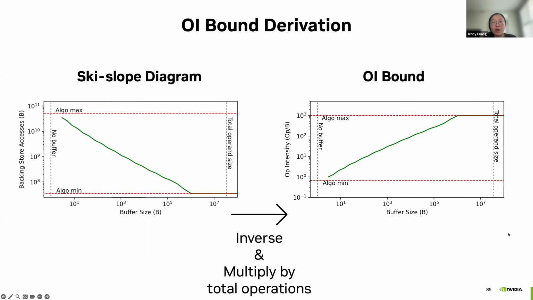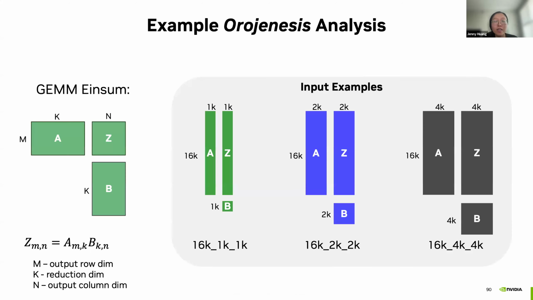And once we derive the data movement bounds showing the ski slope diagram, we can simply take its inverse and multiply it by the total compute of the algorithm to obtain the operational intensity, which is the number that the architect always uses to understand the nature of the algorithms.